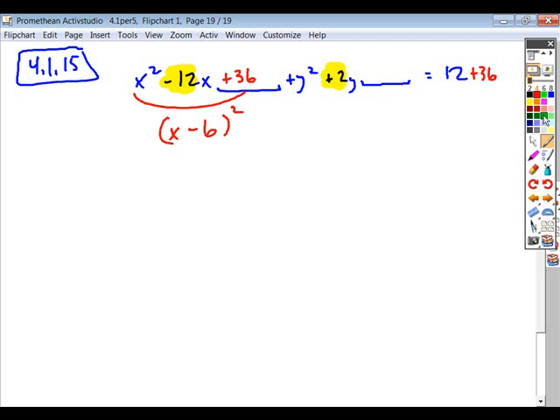Okay, I'm going to do the same thing for the y's. I take half of my first degree term's coefficient. So half of positive 2 is positive 1. I'm going to square that. Positive 1 squared is 1, so I'm going to add 1 to both sides.